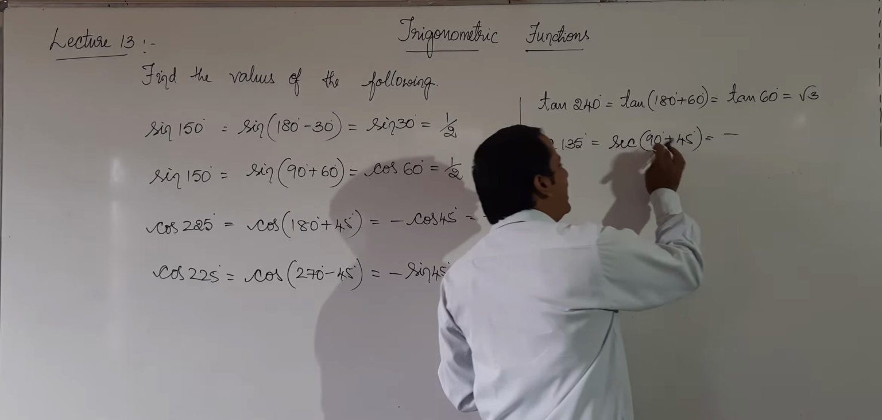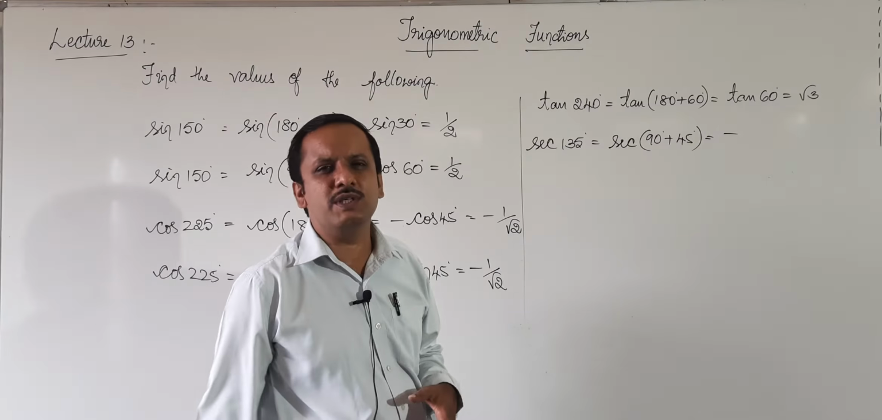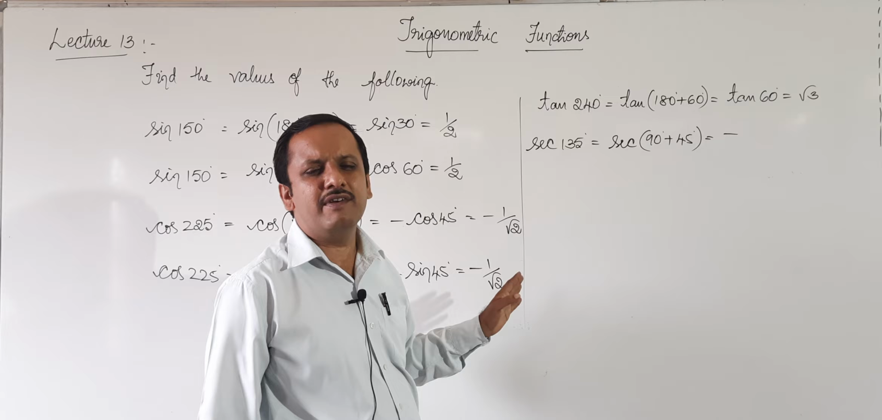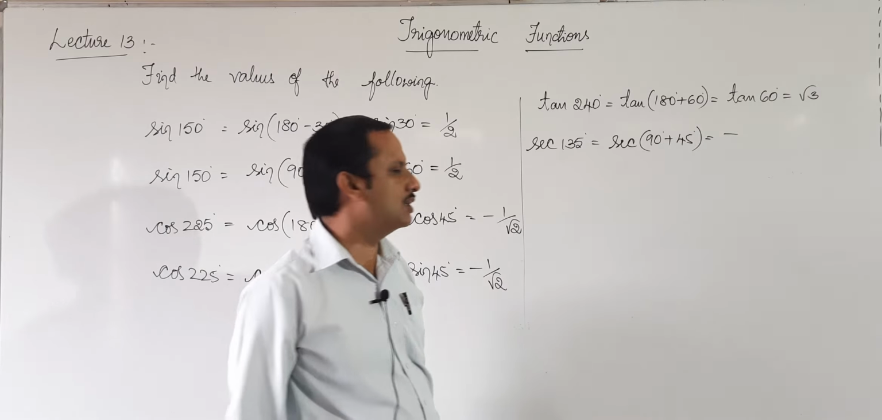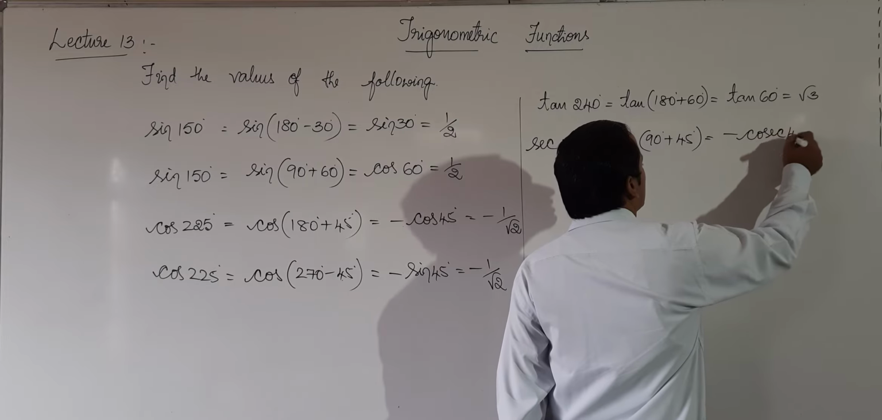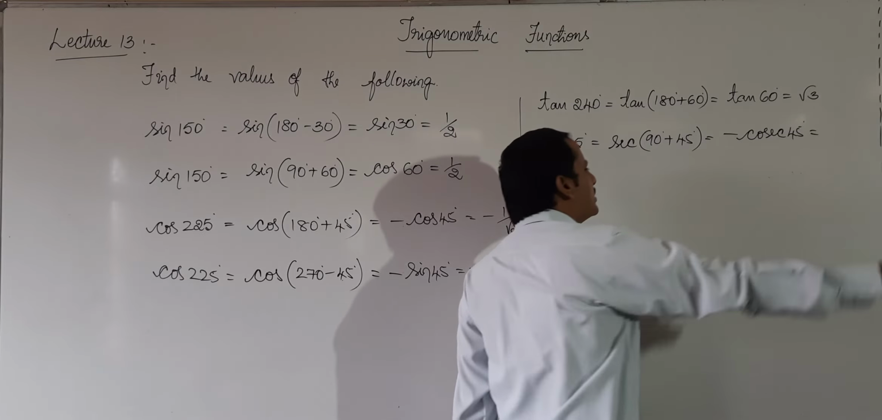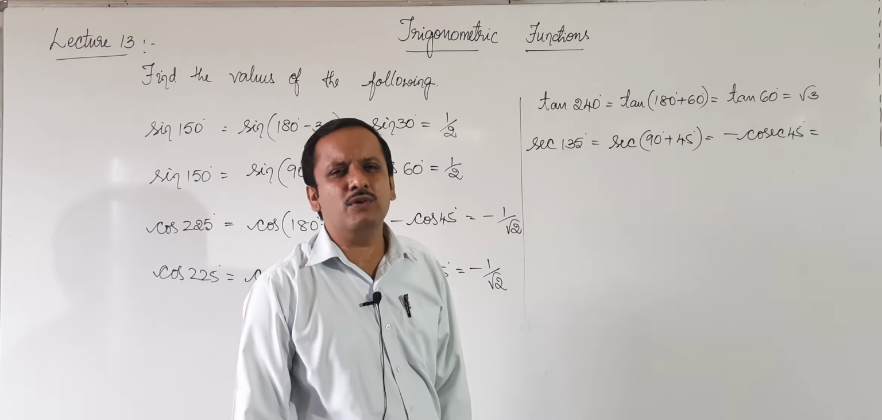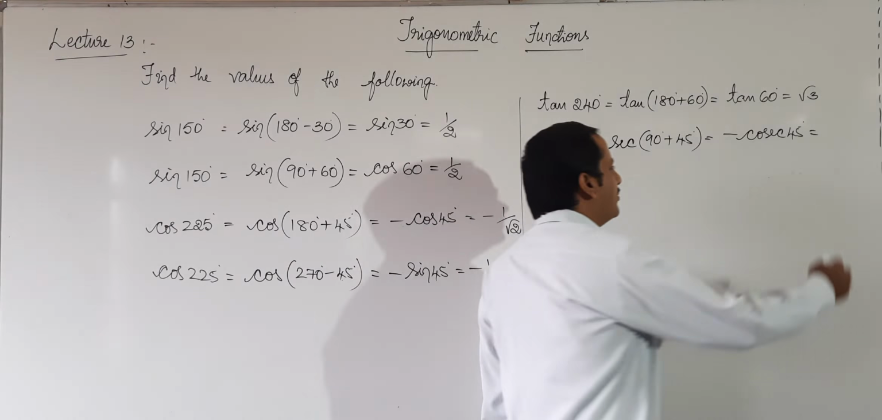Minus the 90 plus 45. That means we are using the vertical line. When you are using the vertical line, we have to write its cofunction. So, for secant, the cofunction is cosecant. So, you get minus cosecant 45 degree. What is the value of cosecant 45 degree? Cosecant 45 degree is equal to root 2. So, the answer will be minus root 2.